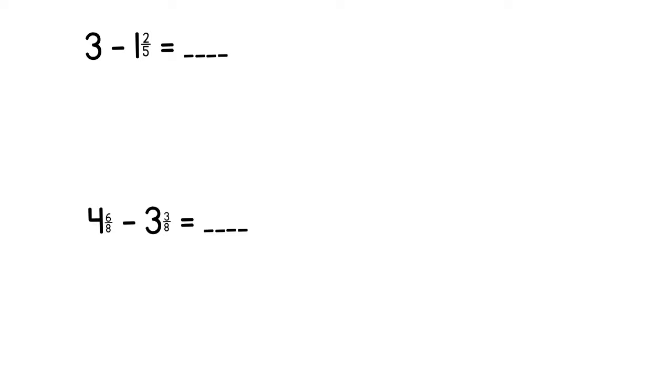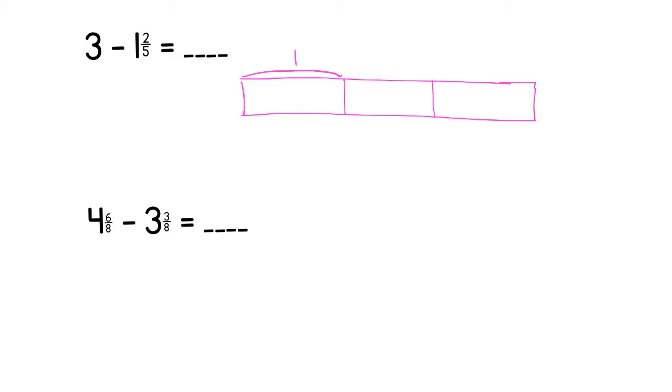So I have to draw my 3 wholes, because that is the amount that we are starting with. I have 1 whole, 2 wholes, 3 wholes. And I need to take away 1 whole 2/5. Now I can easily take away 1 whole. There, I just subtracted 1. But I still need to subtract 2/5.